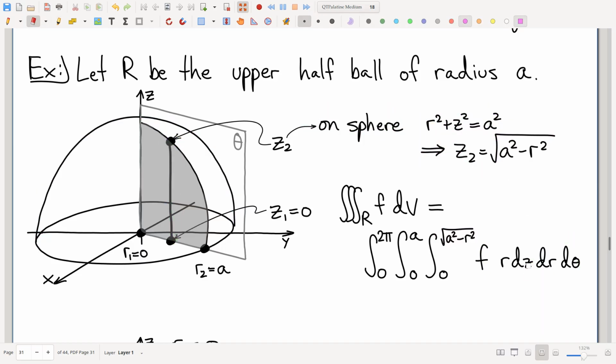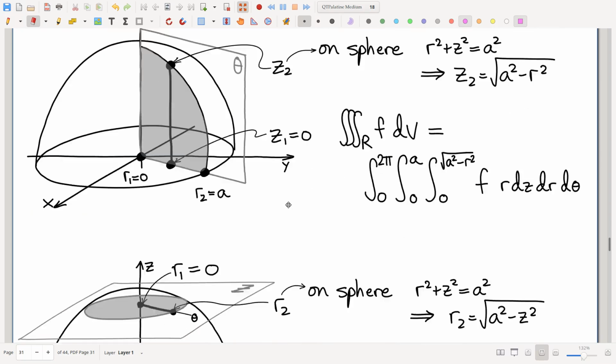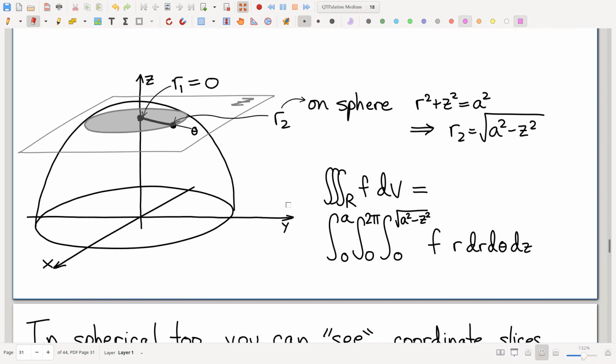Alrighty, let's do this same problem, slicing it with the differentials in the other order. Again, remember the rule, dr and d theta always together. The question is whether dz is on the outside or the inside. Previously we had it on the inside, now we're going to put it on the outside.